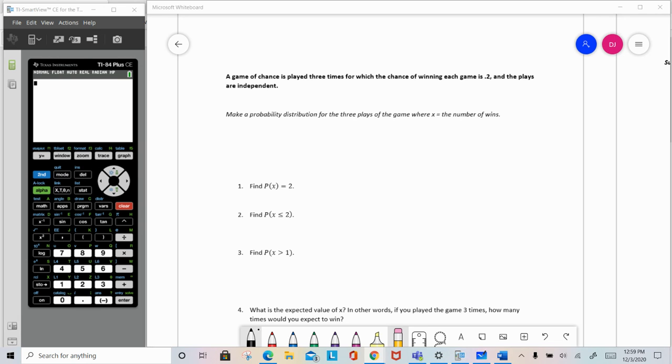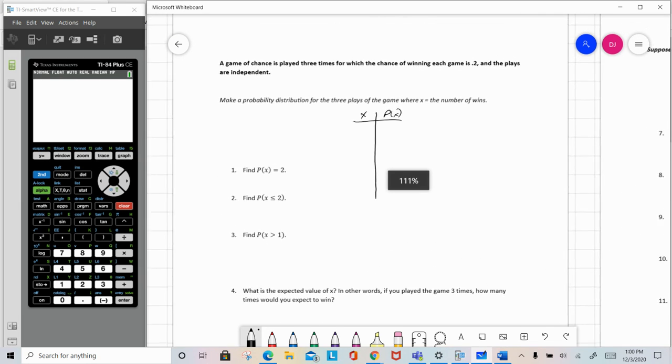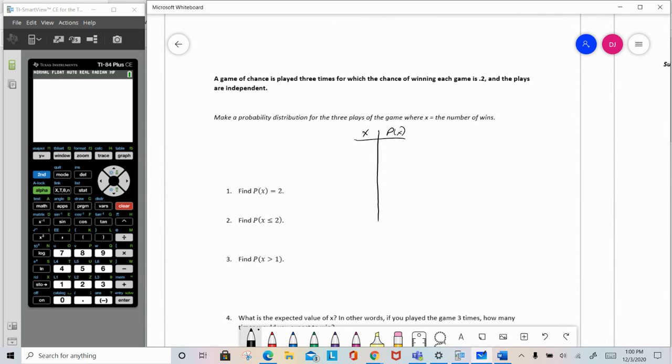So we're going to look at an example where a game of chance is played 3 times, for which the chance of winning each game is 0.2 and the plays are independent. So we want to make a probability distribution. To make a probability distribution, we know that x and p of x are going to be the columns in that binomial distribution. So what we're going to do is say, well, if we play this game 3 times, how many times can we win? We might win 0, 1, 2, or 3 times.